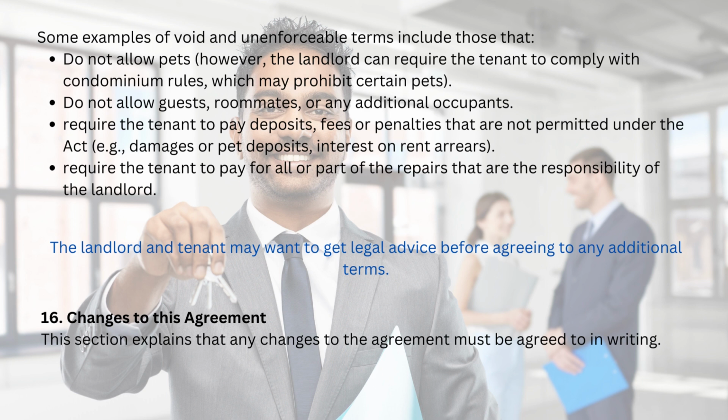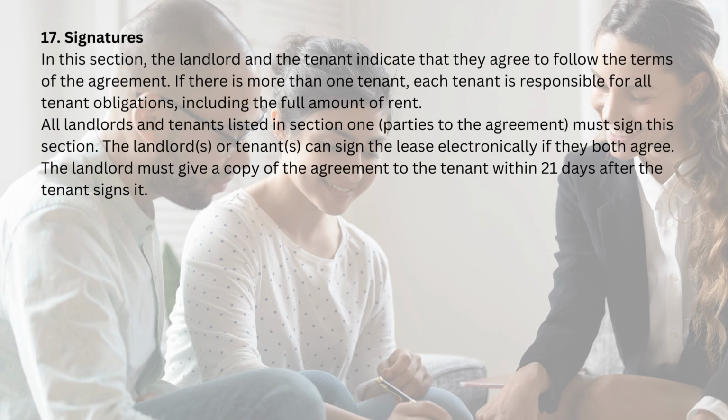16. Changes to this agreement. This section explains that any changes to the agreement must be agreed to in writing. 17. Signatures. In this section, the landlord and the tenant indicate that they agree to follow the terms of the agreement. If there is more than one tenant, each tenant is responsible for all tenant obligations, including the full amount of rent. All landlords and tenants listed in Section 1, parties to the agreement, must sign this section. The landlords or tenants can sign the lease electronically if they both agree. The landlord must give a copy of the agreement to the tenant within 21 days after the tenant signs it.